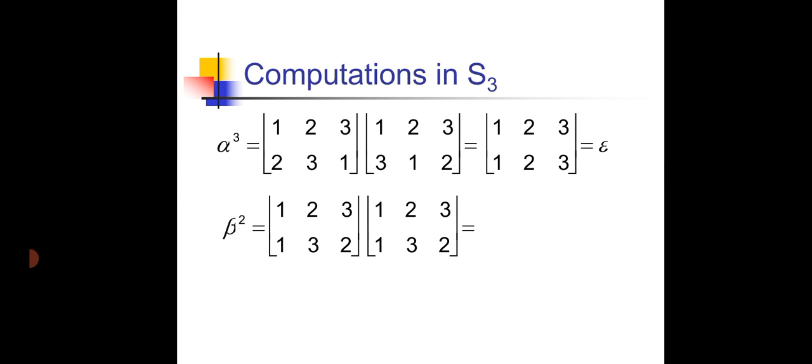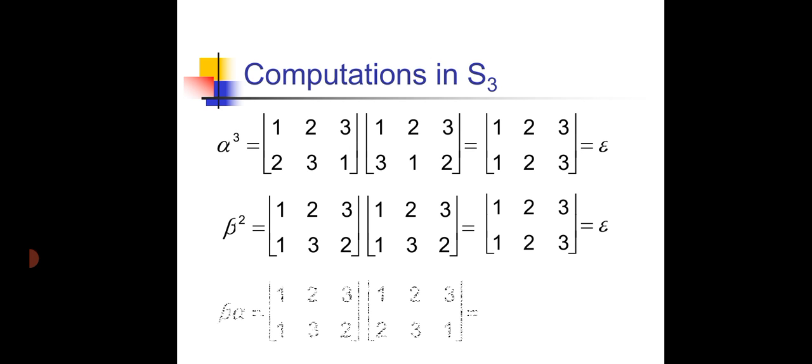Again we are checking for beta square. 1 2 3 1 3 2, 1 2 3 1 3 2. Go from the back, 1 to 1, 1 to 1. Okay, we get 1 to 1, and 2 to 3, 3 to 2, so 2 to 2. Then 3 to 2, 2 to 3. So this is also the identity function.